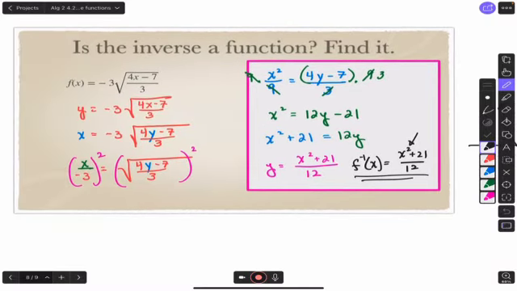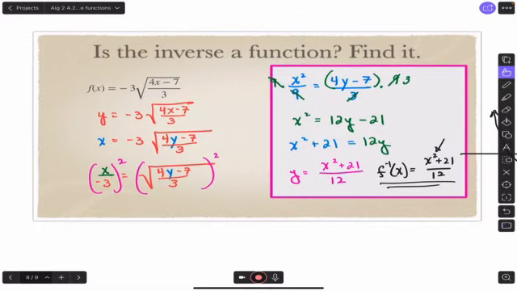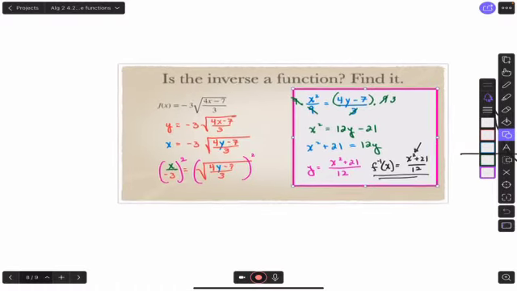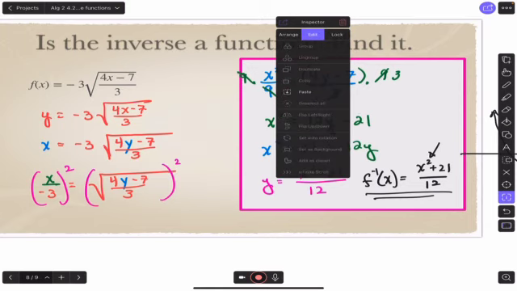Okay, so let's take a look at this graph and see what's going on. Now we've got the graph, hopefully.